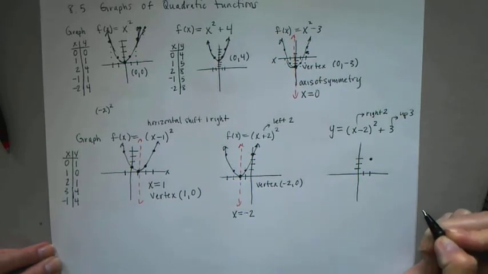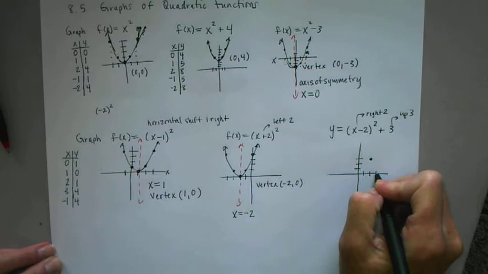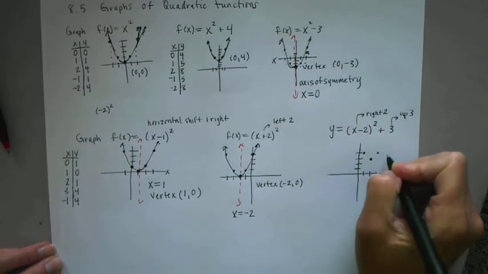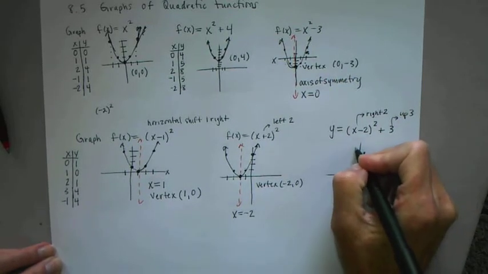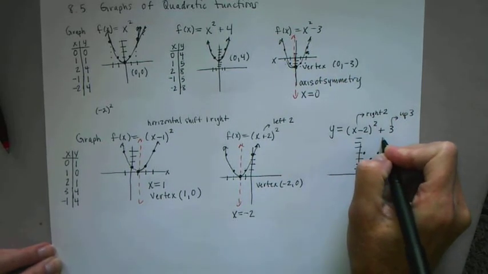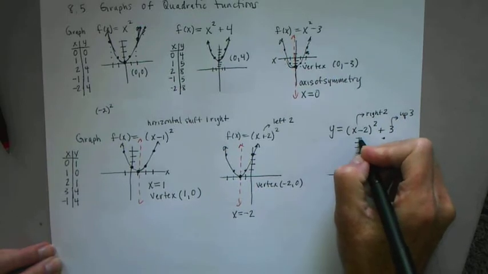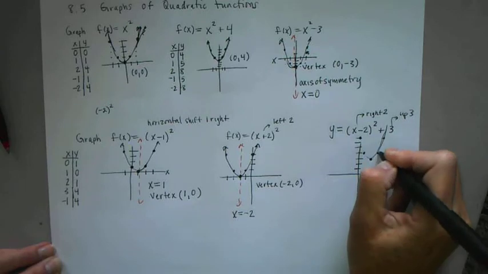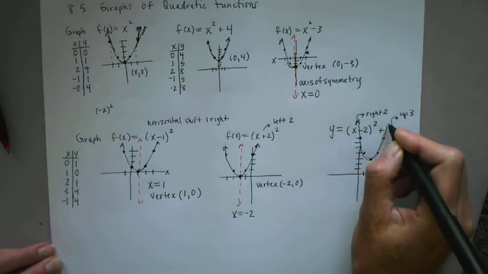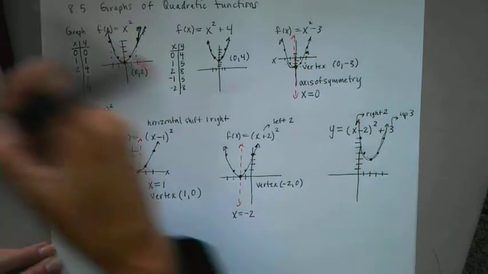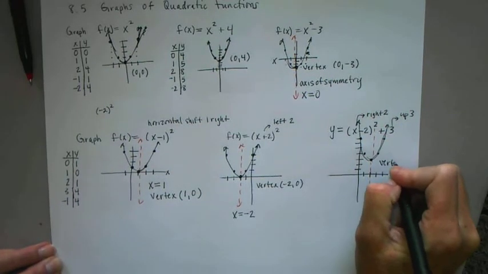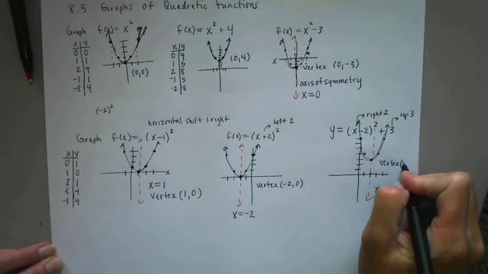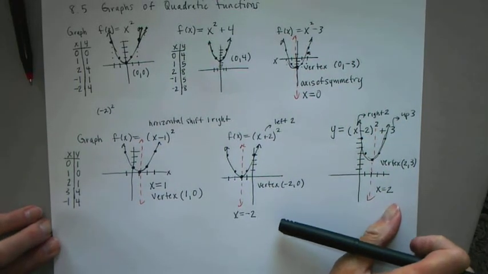From my vertex, I know my typical parabola goes over 1, up 1 on both sides. And then it goes over 1 more, up 1, 2, 3. Over 1 more, up 1, 2, 3. So then I draw my rounded curve through those points. And then if they ask me my axis, and I know my vertex, either from the picture or from those numbers, that I went right 2. Alright, that is how you graph a parabola.